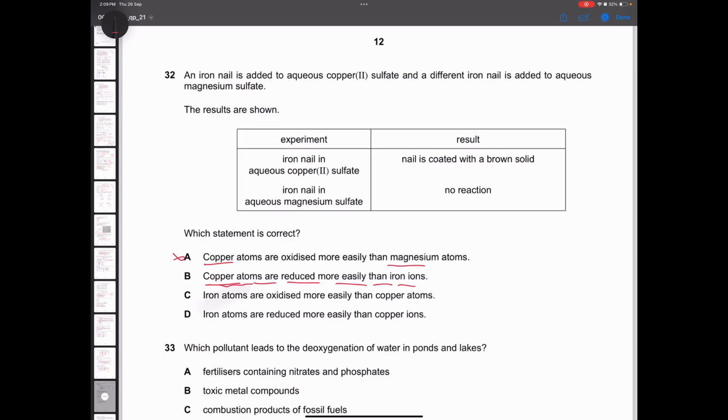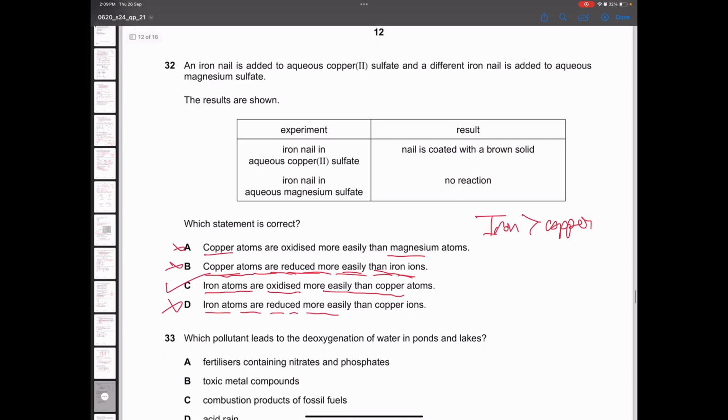Copper atoms are reduced more easily than iron ions. Which one is more reactive, copper or iron? Iron is more reactive, so iron will get reduced easily. Incorrect. Iron atoms are oxidized more easily than copper atoms. Now this is correct because iron is more reactive than copper in the reactivity series, so it will get oxidized first. Iron atoms are reduced more easily. Incorrect. Our correct answer is statement C.